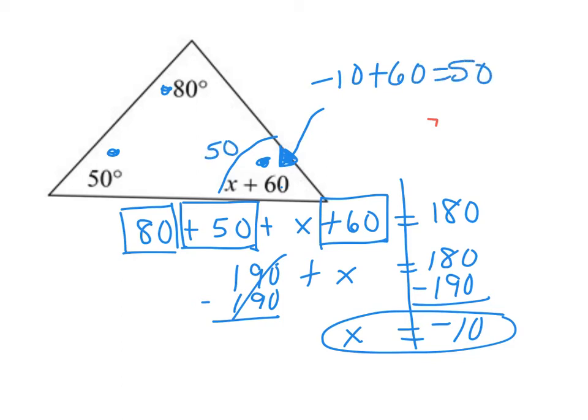And we can double check. Do our three angles add up to 180? Well, 50 degrees plus 50 degrees is 100, plus 80 is 180. So yes, it does add up to 180. All right, one more.